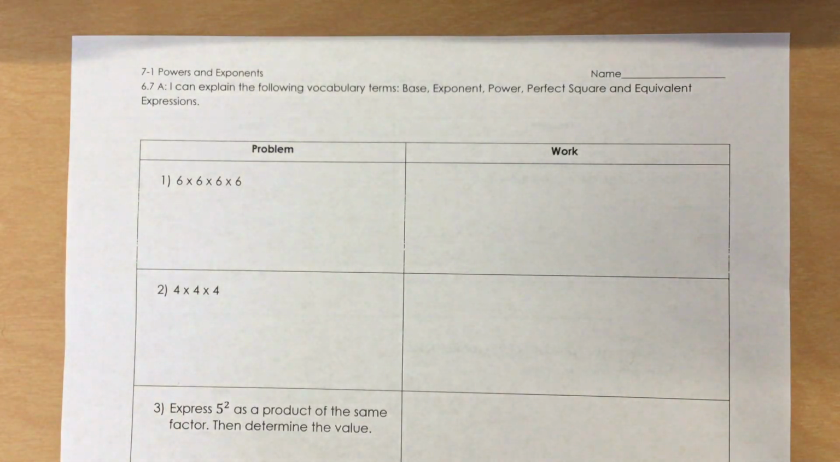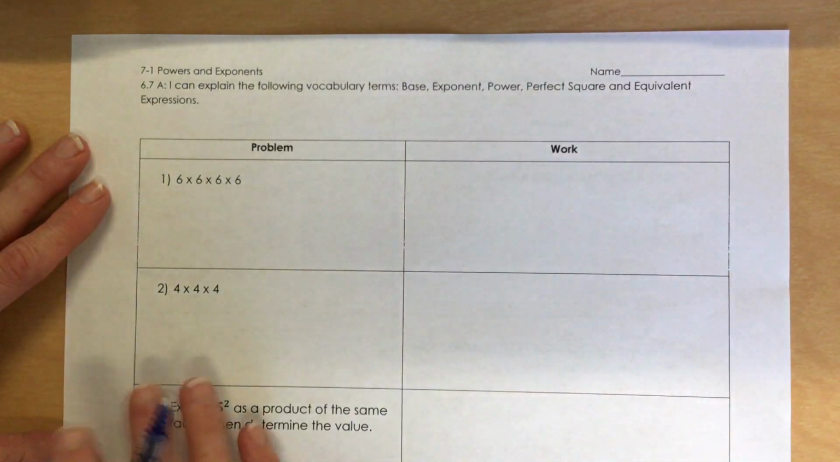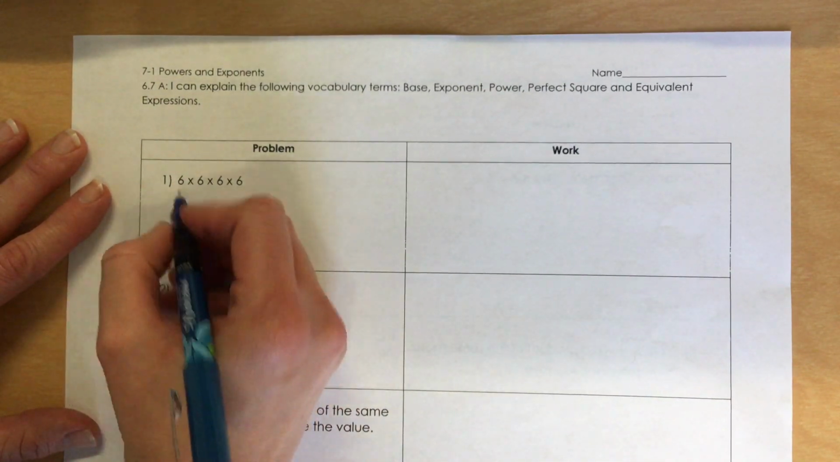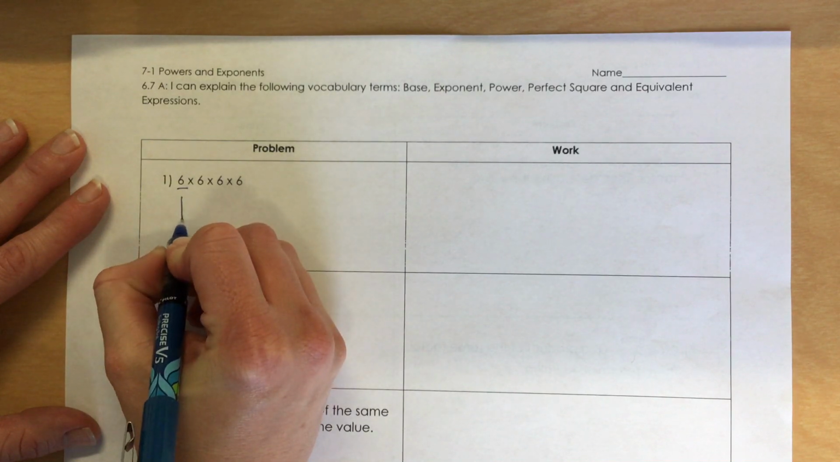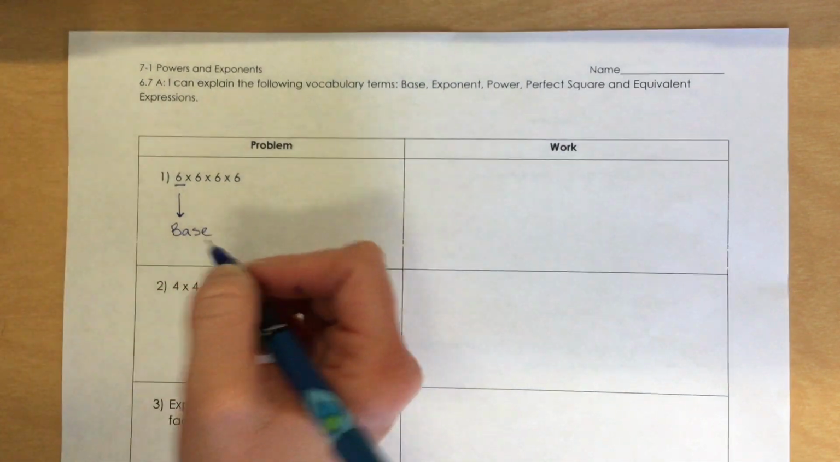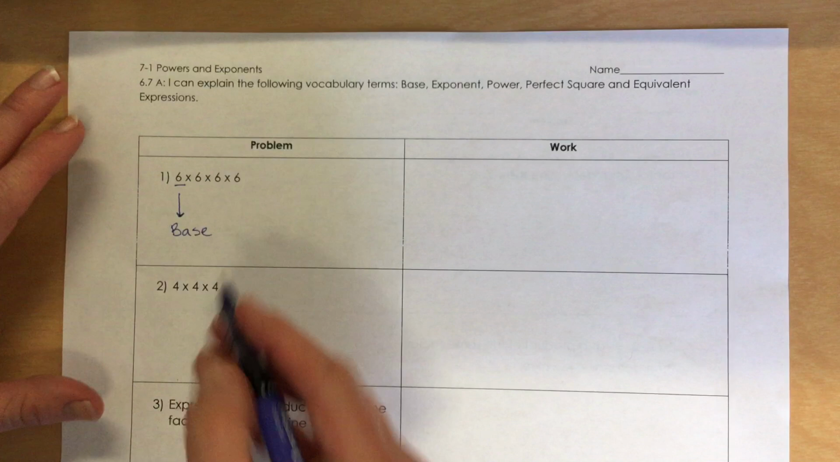So we know whenever we are multiplying, we use factors. In this case, our factor is the number 6. But what do you notice? Well, we used the same number more than once. So we used 6 as a factor more than one time. So in this expression, we're going to call 6 our base. And 6 is our base because it is the number used as a factor.